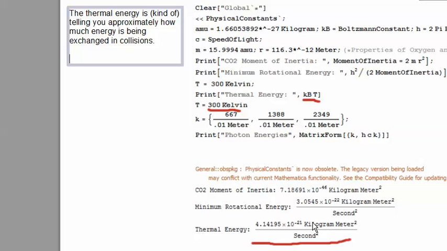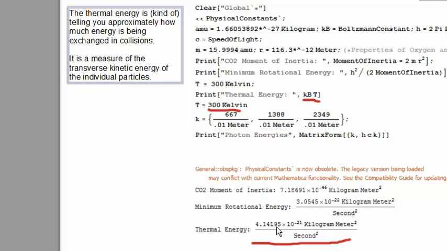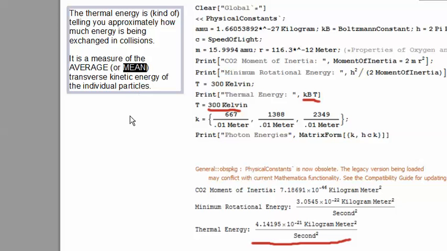The thermal energy here is kind of telling you approximately how much energy is being exchanged in collisions. It's a measure of the transverse kinetic energy of the individual particles. I should say it is a measure of the average transverse kinetic energy, and by average I should specify it's the mean, because there are several different kinds of average. It's not the median, it's not the mode, it's not the mid-range, it's the mean.